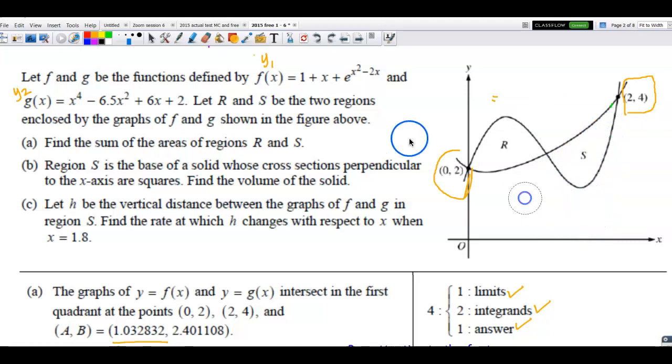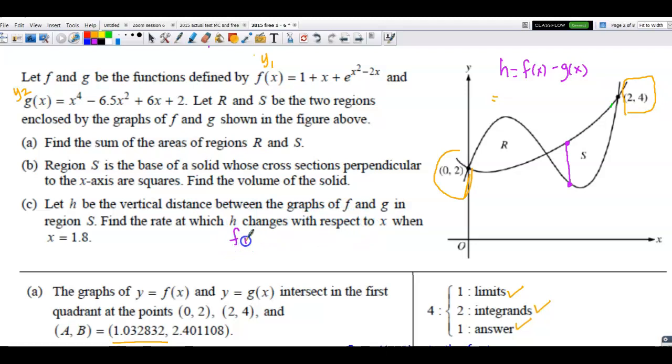All right, so in letter C, let H be the vertical distance between the graphs of F and G in region S. So actually we were just looking at that distance. So the vertical distance between the graph of F and the graph of G. Let H be that distance. So we just defined in the last part of the problem that H is f of x, top curve, minus bottom curve, because it's the vertical distance. Find the rate at which h changes with respect to x.